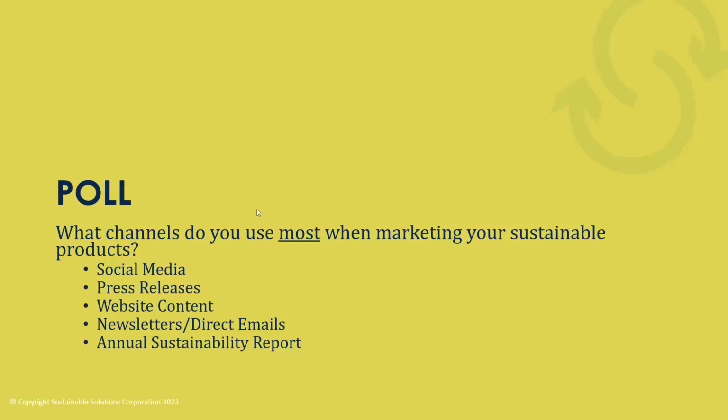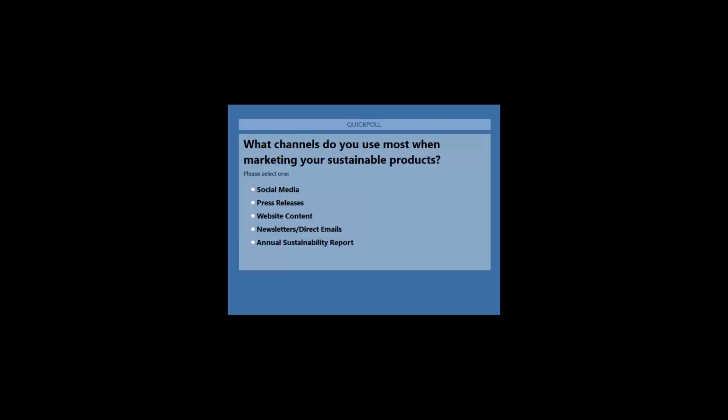So before I do this, we're going to open up one more poll. Let's ask the audience here, what channels do you use most when marketing your sustainable products? Are you using social media, press releases? Are you putting things on your website, any kind of newsletters or direct emails? How about an annual sustainability report? How are you communicating this?